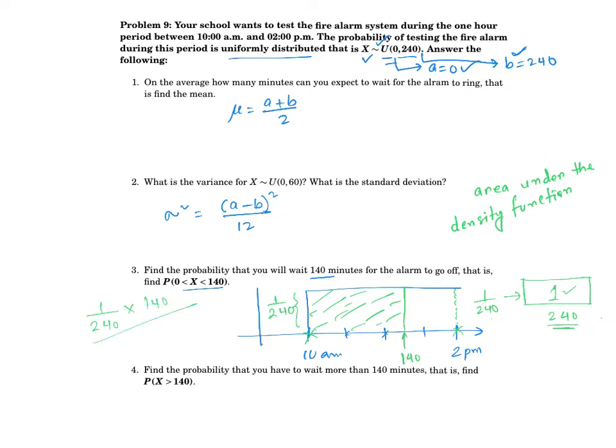That's going to be the probability, and if you have to wait more than 140 minutes, you have to find this area. Let's use the yellow here. I don't know if you can see it clearly. This area should be pretty easy. If up to here is 140 and up to here is 240, this window is 100, right? So your area is going to be 100 over 240. That's this probability.